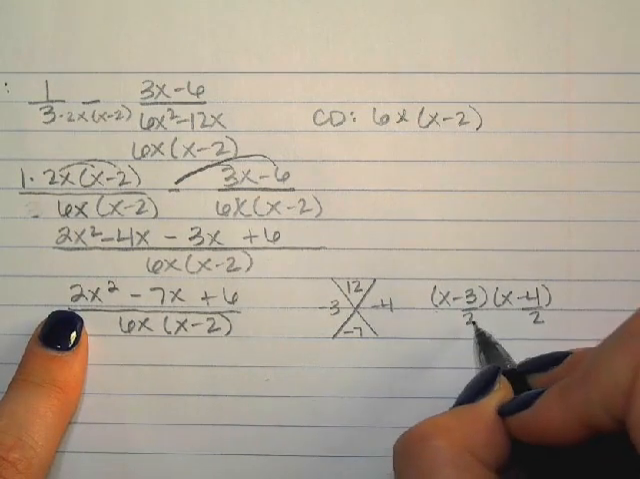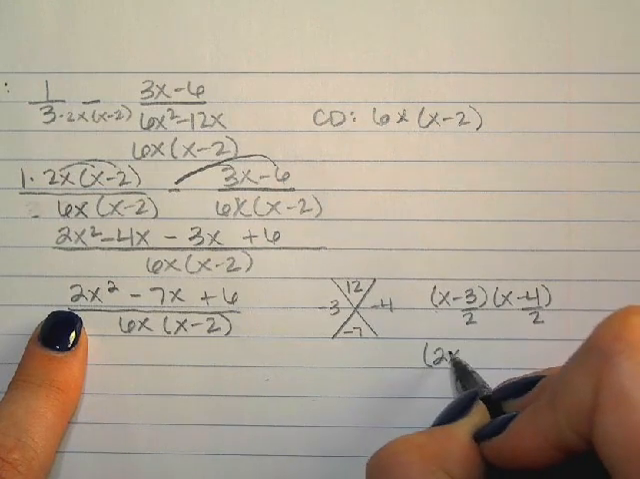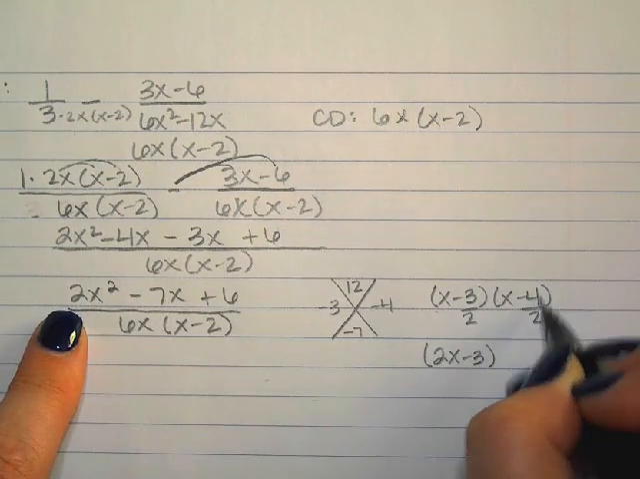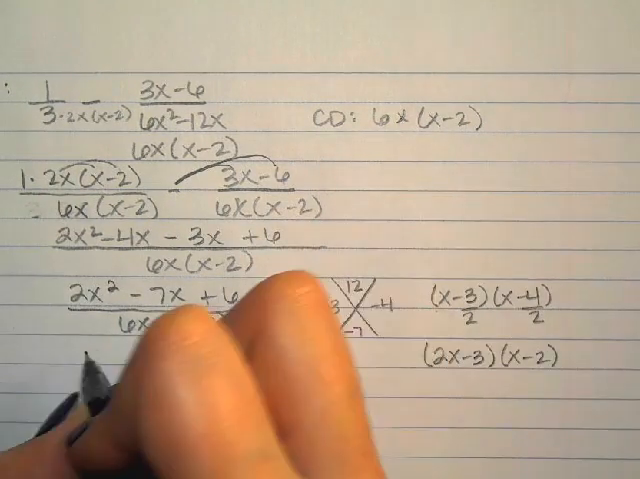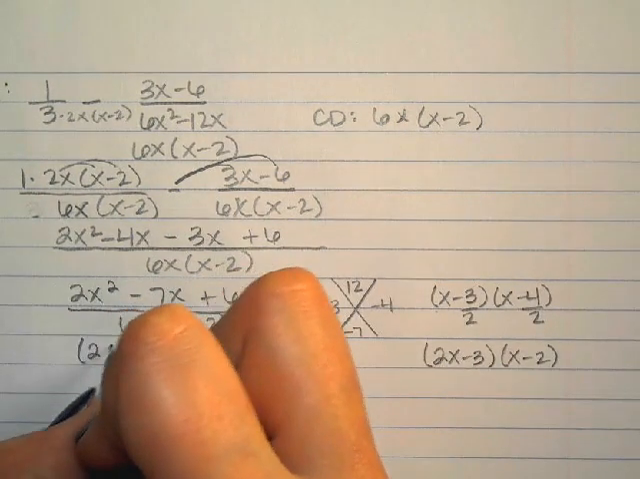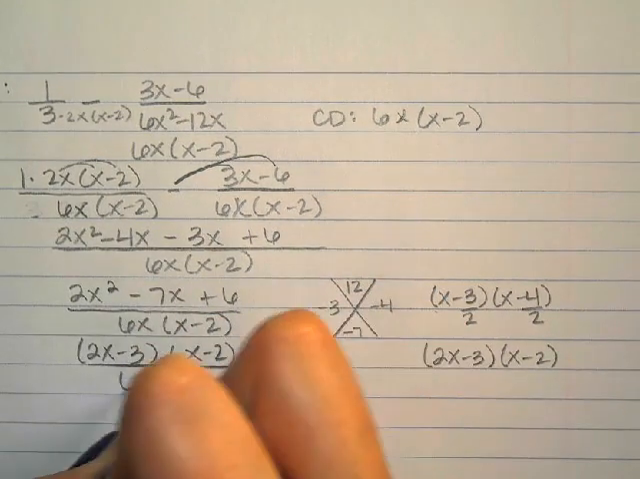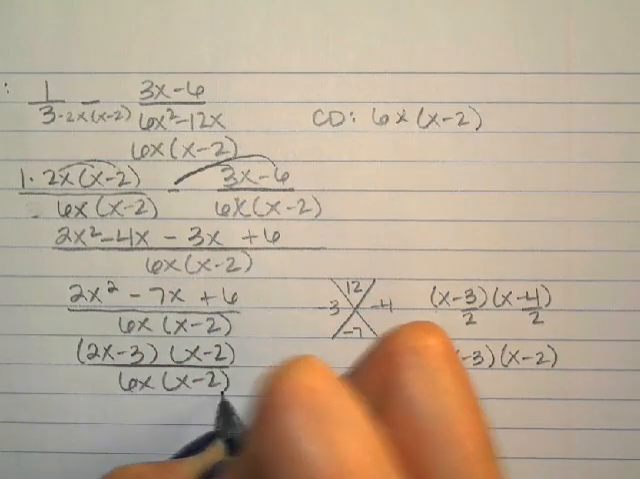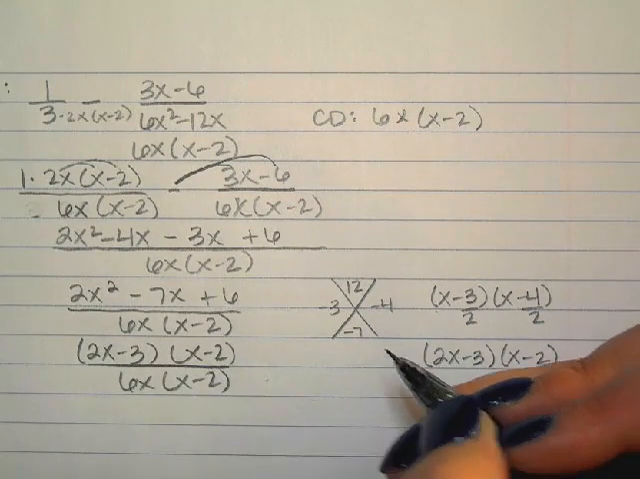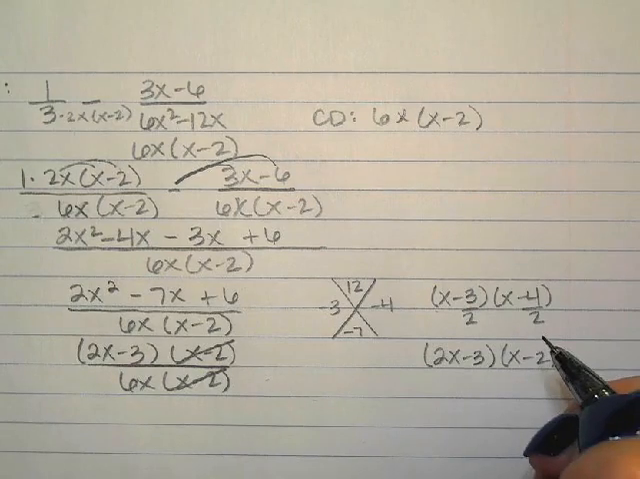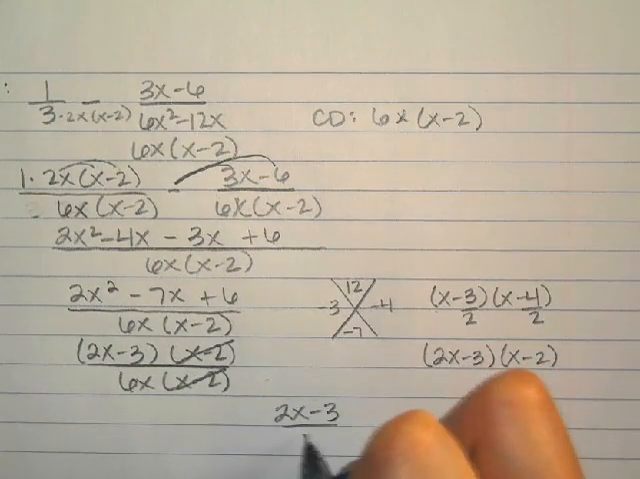This cannot be simplified. That fraction can't be, so we're going to bottoms up that one, 2x minus 3. This one can be simplified. There's our x minus 2. All right, so if I write the factors down, 2x minus 3, x minus 2, and then on the bottom we still have the 6x and the x minus 2. And what I can see is that the x minus 2's cancel. So 2x minus 3 over 6x.